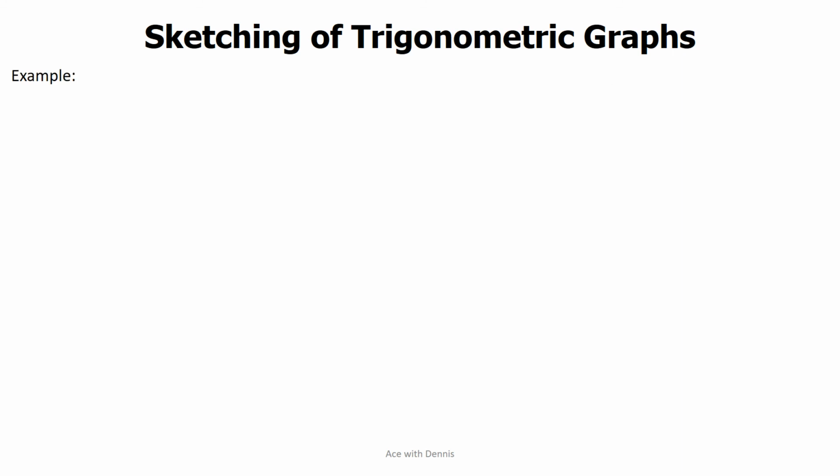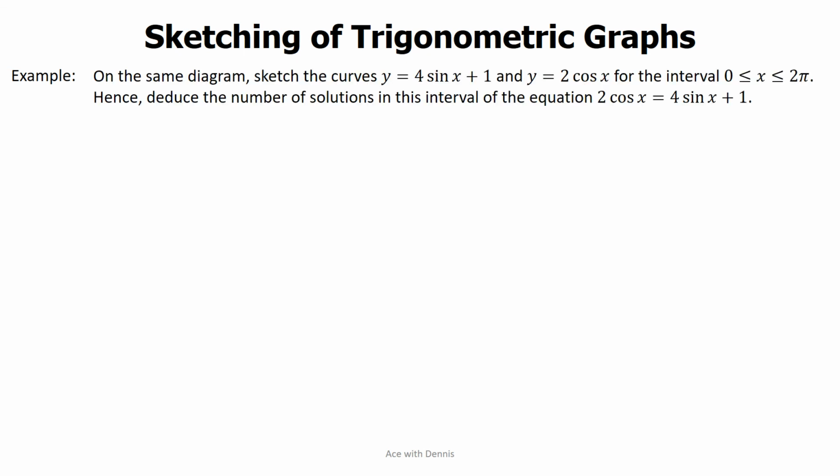Now let's look at one example in sketching of trigonometric graphs. The question is: on the same diagram, sketch the curves y equals 4 sine x plus 1 and y equals 2 cosine x for the interval of x between 0 to 2 pi, and hence deduce the number of solutions in the interval of the equation 2 cosine x equals 4 sine x plus 1.